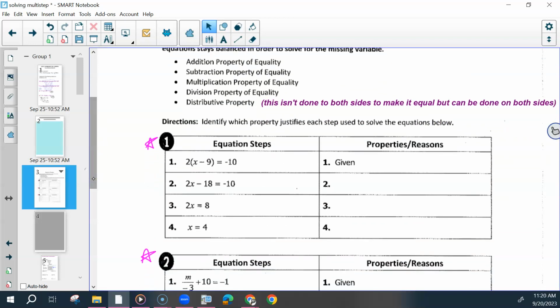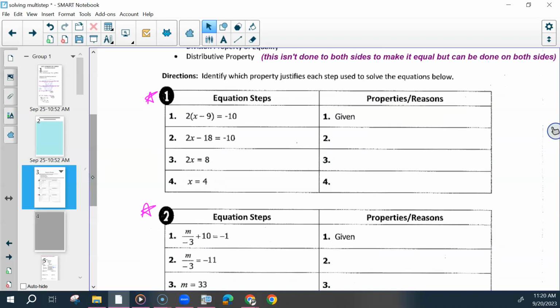Alright, so in these examples, these are solved for you already. We're just determining what happened. What property did they use to solve from step to step? So the first step is always going to be given. That's going to be your original. From step 1 to step 2, what changed? What did they do here? They multiplied by using the distributive property.